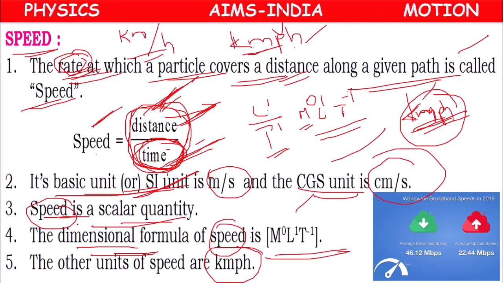So the SI unit is meter per second. The CGS unit is centimeter per second. The general unit is kilometer per hour.